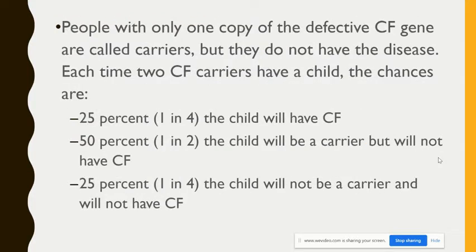So some facts about cystic fibrosis. You don't have to write these in your notes. We're just going to look through them. People with only one copy of the gene are called carriers, but they don't have the disease. So if 2 cystic fibrosis carriers have a child, there's a 25% chance that the child would have it. There's a 50% chance that they would be a carrier, and then there's a 25% chance that they would not even be a carrier or have it.